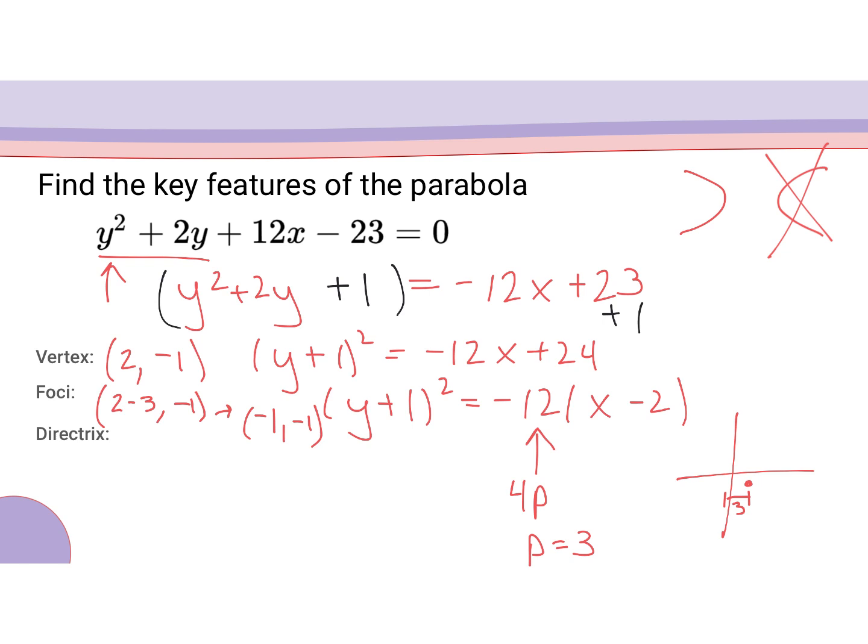And then that would be enough to sketch a parabola. And then to go to my directrix, I have to go 3 forward. So from 2, I have to go forward 3. So that would be x equals 5 in this case.